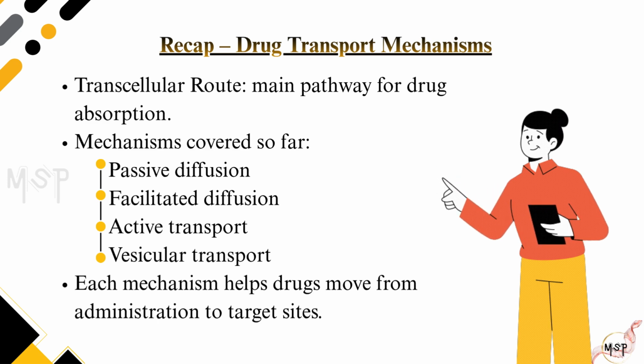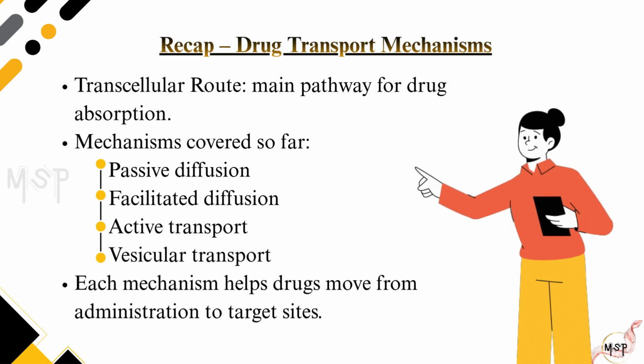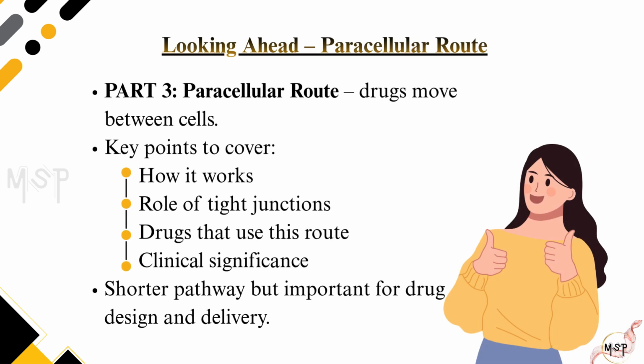Now here's the thing. We've only covered half the story. In Part 3, we're going to tackle the paracellular route, the other major pathway for drug transport. We'll cover exactly how it works, the role of tight junctions, what types of drugs use it, its key features, and why it matters clinically. It's a shorter pathway, but don't underestimate it.